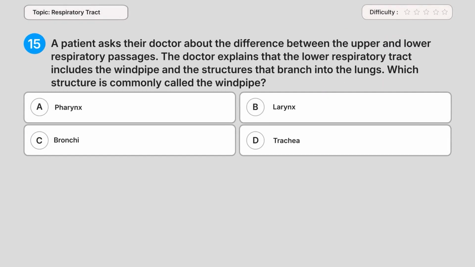15. A patient asks their doctor about the difference between the upper and lower respiratory passages. The doctor explains that the lower respiratory tract includes the windpipe and the structures that branch into the lungs. Which structure is commonly called the windpipe? A. Pharynx. B. Larynx. C. Bronchi. D. Trachea. Do you know the answer?